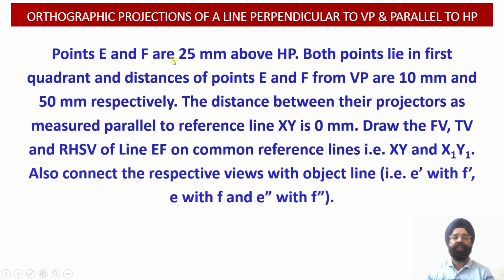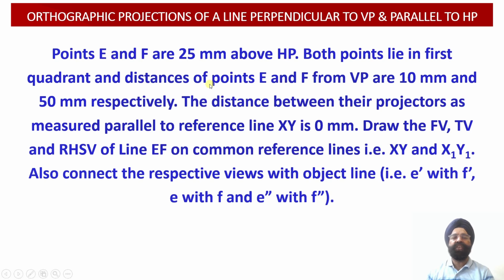Points E and F are lying 25 millimeter above the horizontal plane. That is, both of these points E and F are lying at a height or a distance of 25 millimeter above the horizontal plane, and both of these points lie in the first quadrant. That is, the elevation will be drawn above the XY reference line, while the plan corresponding to both of these points will be drawn below the XY reference line.